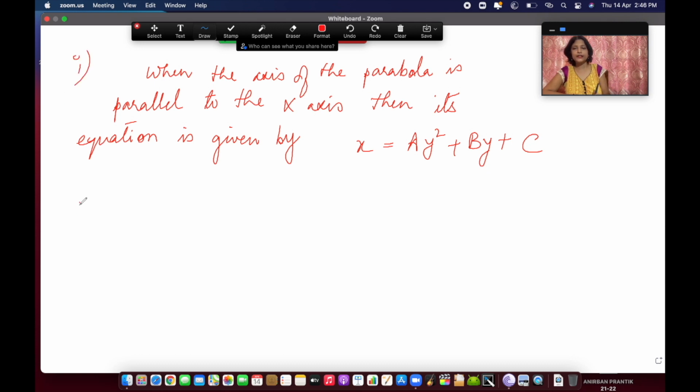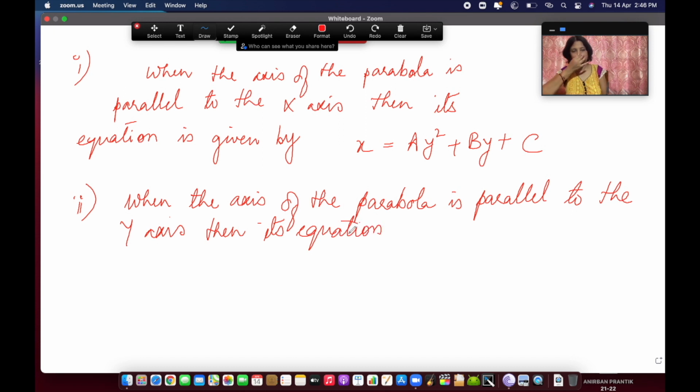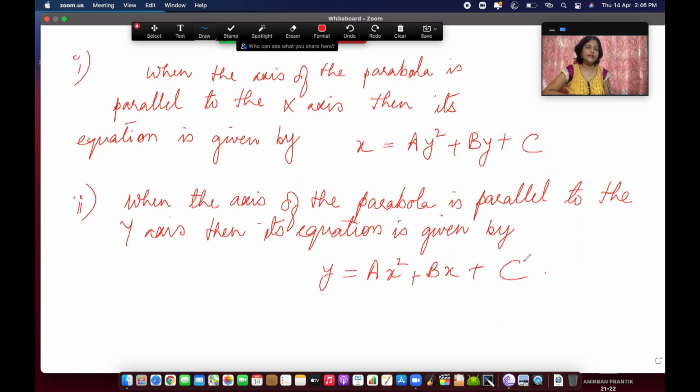Now the second point here, if the axis of the parabola is parallel to the y-axis, then its equation is given by y equals ax square plus bx plus c, where a, b, c are the constants to be determined.